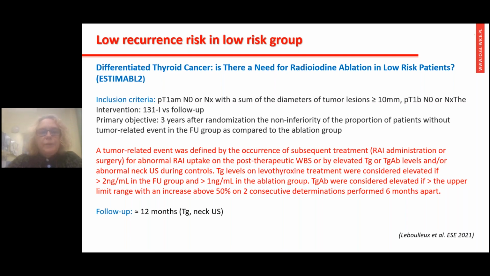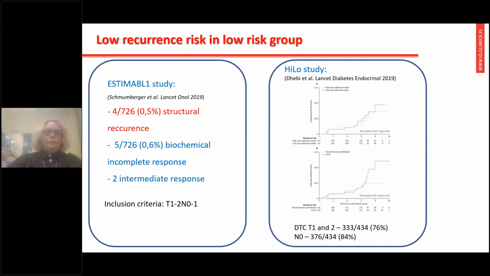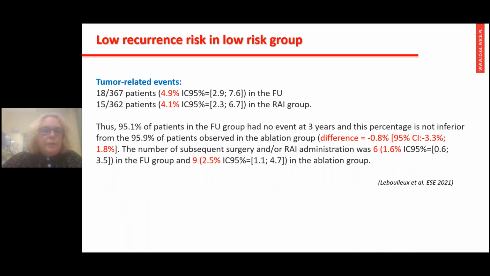And these tumor-related events were defined by the occurrence of subsequent treatment, radioiodine or surgery, abnormal uptake on the post-therapeutic whole body scan, or elevated thyroglobulin or abnormal neck ultrasound. When we come to the results, we can see that after 3 years there were no differences between patients that were followed up and the patients that were treated with radioiodine. 95.1% of the patients in the follow-up group had no event at 3 years, and in the radioiodine group, there were 95.9% of the patients. So the numbers were not different. There was no inferiority of the follow-up when compared to the radioiodine ablation group, and the number of subsequent surgery or radioiodine administration was very low, about 2% in both groups.